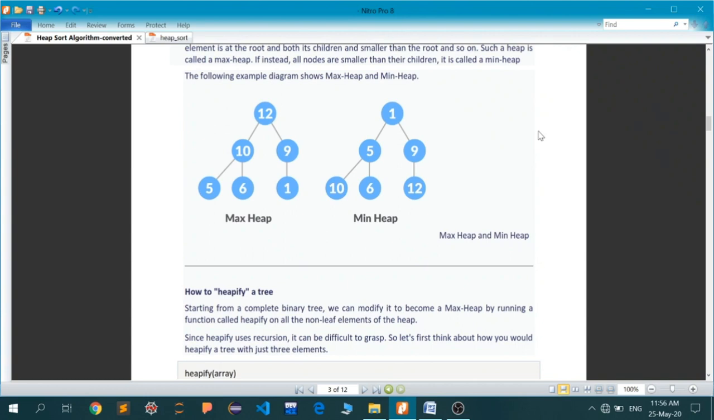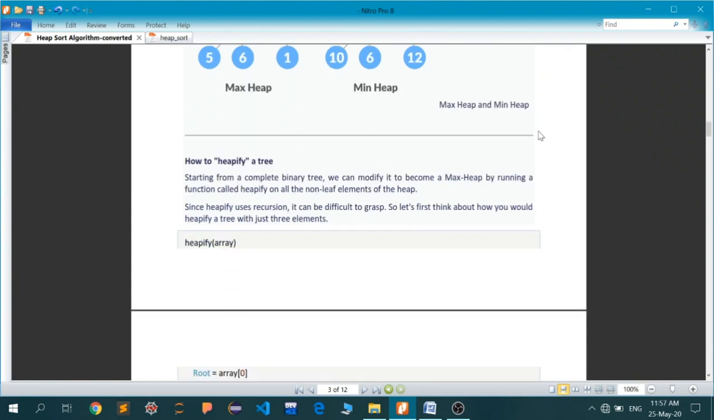And the function which actually does that is called heapify, or the process by which a complete binary tree is converted to a heap or the max heap is called heapification or heapify. When I say that I have to heapify a tree, that means I am going to convert the complete binary tree into a max heap. Now, starting from a complete binary tree, we can modify it to become a max heap by running a function called heapify on all the non-leaf elements of the heap.